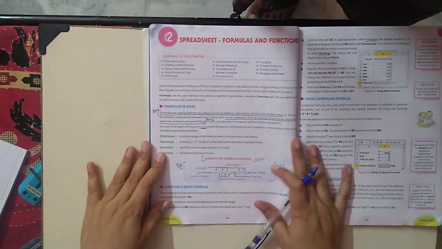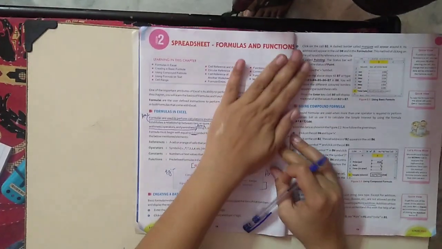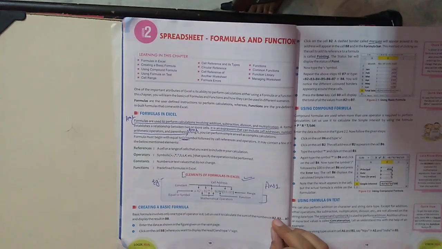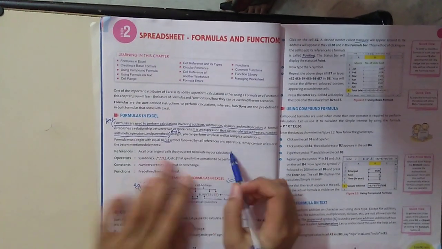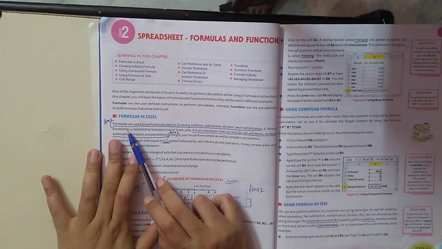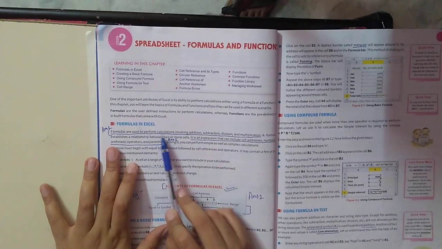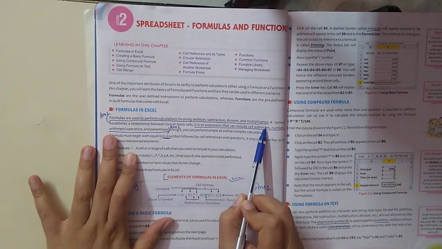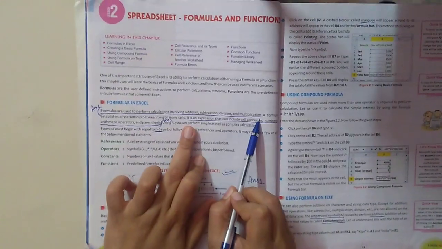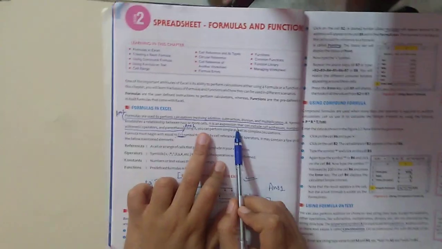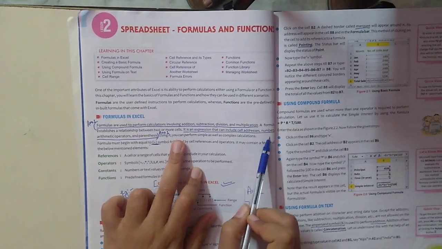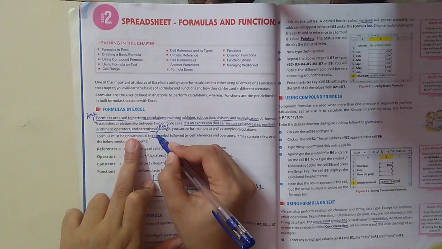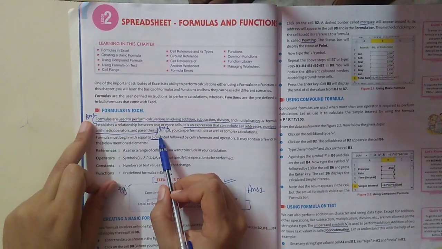Yes, so here is page number 18. Firstly I want to tell you that you have to write the lines that I have underlined, okay? The answer to what is a formula is: formulas are used to perform calculations involving addition, subtraction, division and multiplication. This much you will write. Then from the next line you will write, it is an expression that can handle cell address, numbers, arithmetic operators and parentheses. Till here you will write. This is for what is a formula.